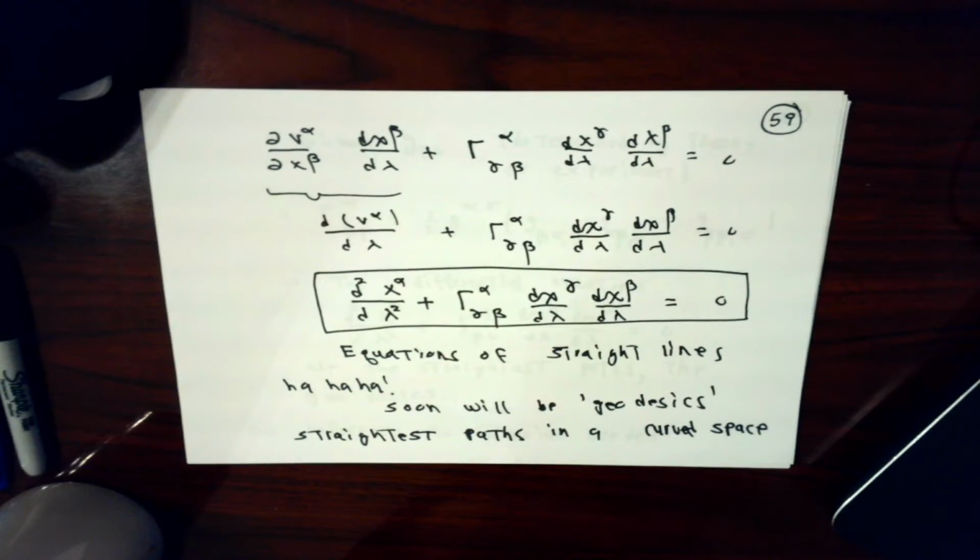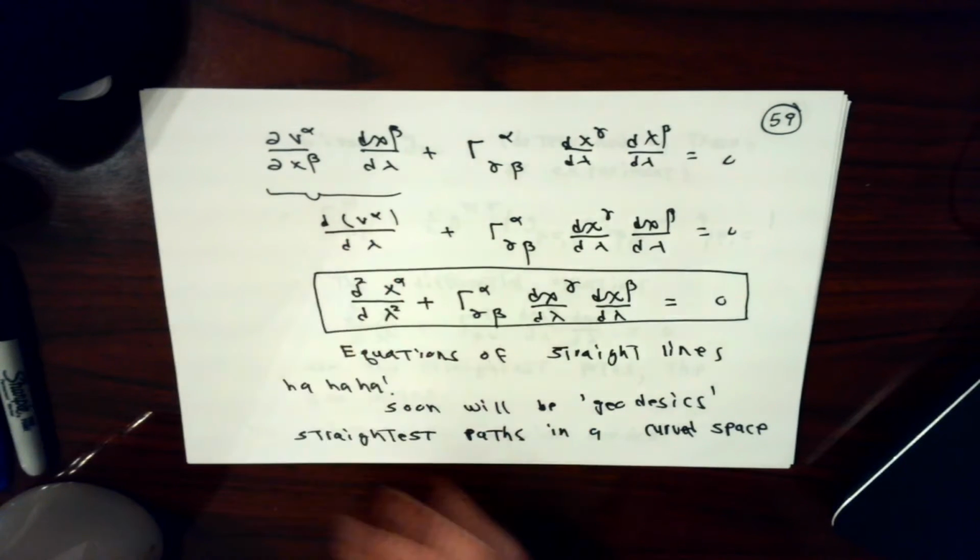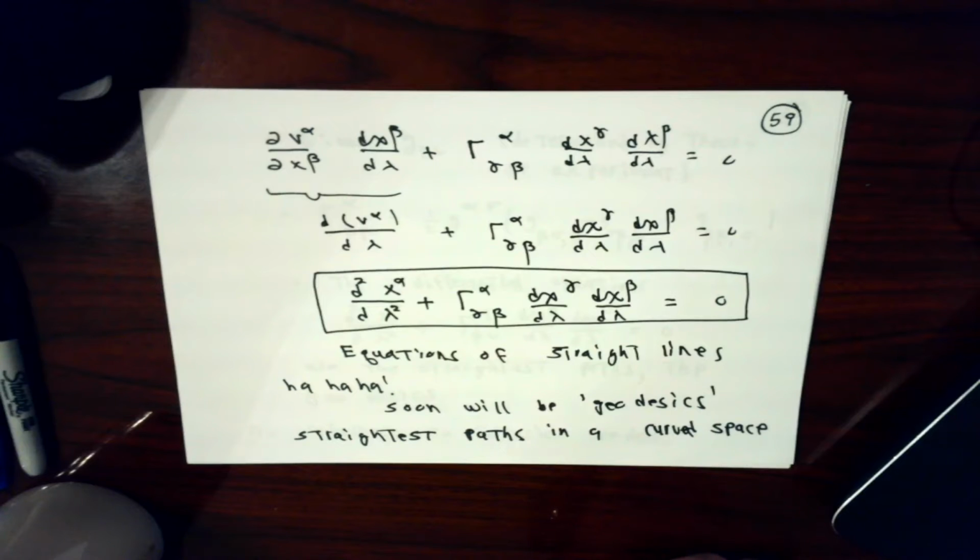The first term has two factors in it, but by using the chain rule, we can combine them into the derivative with respect to lambda of component number alpha of v, but the component number alpha of v is the derivative of x number alpha with respect to lambda, that is. So this term is the second derivative of x alpha with respect to lambda, and therefore we get the equations for straight lines to be these differential equations.